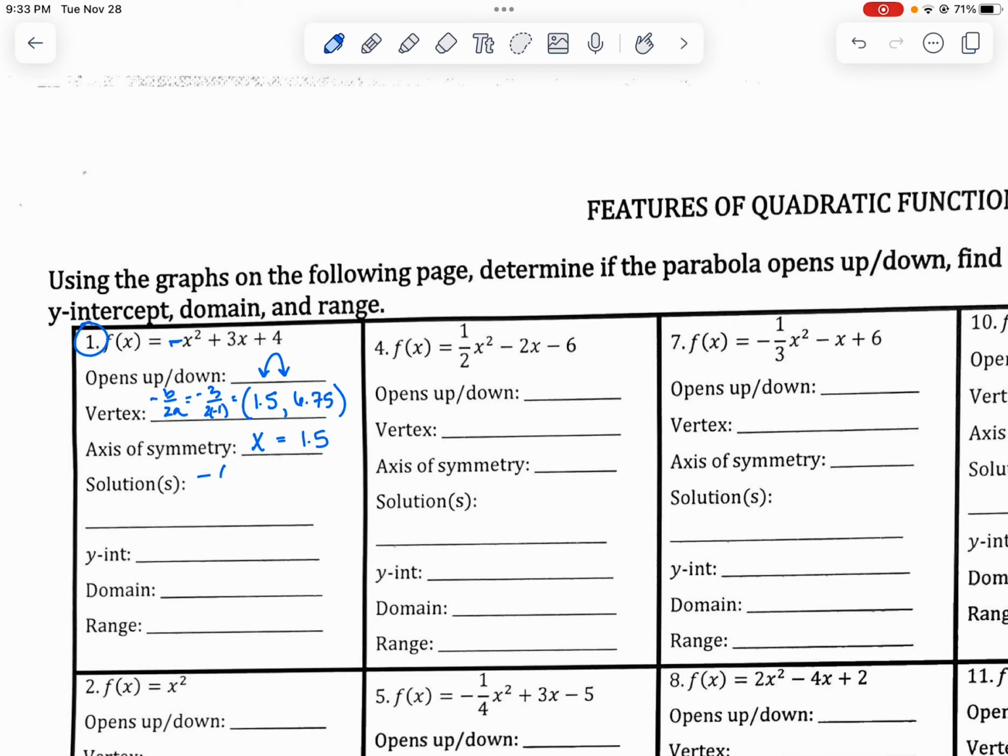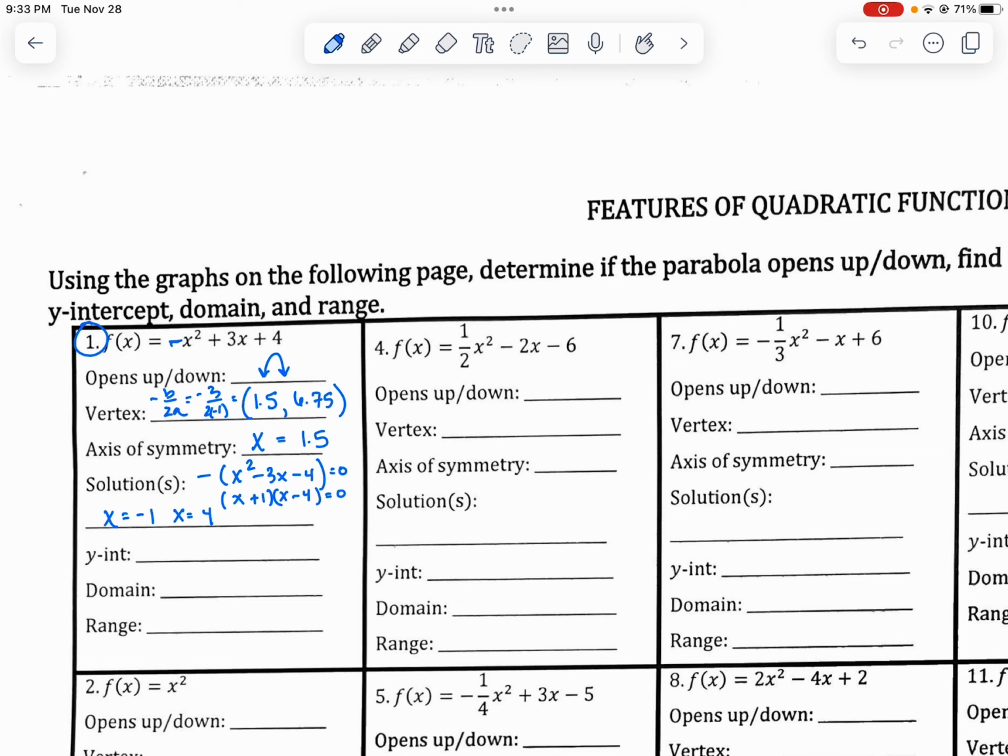The solutions we could factor. We could factor out a negative, and we'll get x squared minus 3x minus 4. So I'm looking for two numbers that multiply to negative 4 and sum to negative 3. That would be negative 4 and plus 1. So x minus 4, x plus 1. That means the solutions are where x equals negative 1 and where x equals 4. Again, that's where this function is going to equal 0. That's what makes these the solutions.